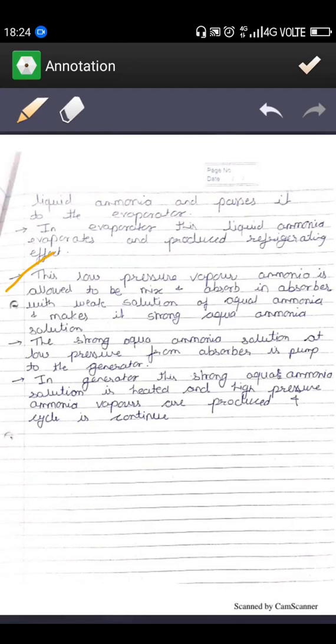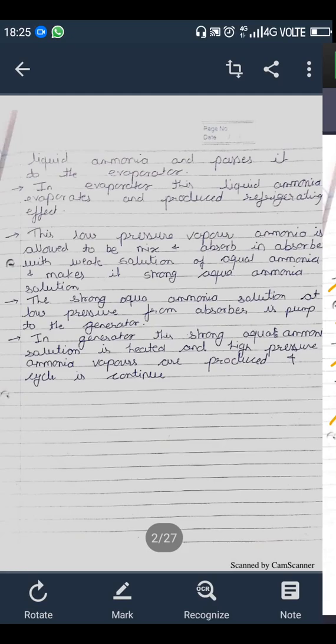and this low pressure ammonia vapor is allowed to mix and absorb in absorbent with mixed solution of aqua ammonia and makes it into strong aqua ammonia solution. This strong aqua ammonia solution at low pressure from absorber is pumped to the generator. In the generator, the strong aqua ammonia solution is heated and high pressure ammonia vapor is produced and the cycle is continued there. I am going to again explain this working in the diagram here.